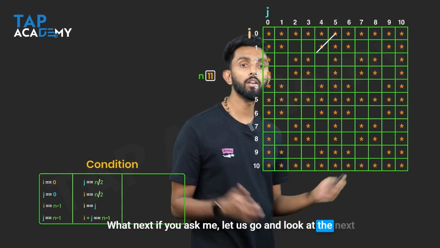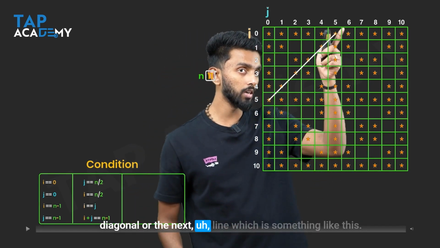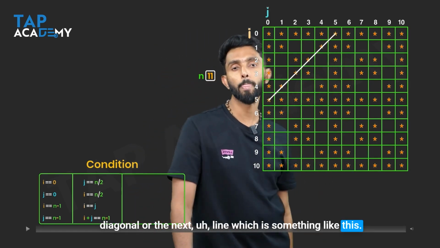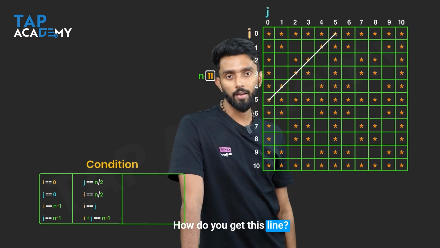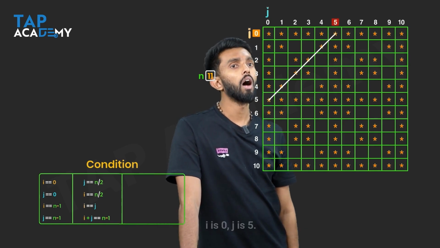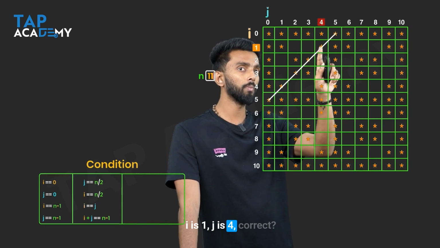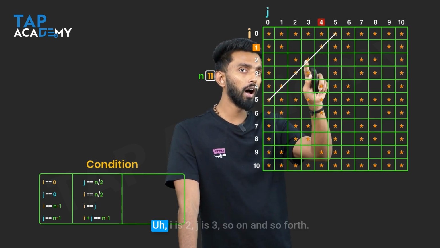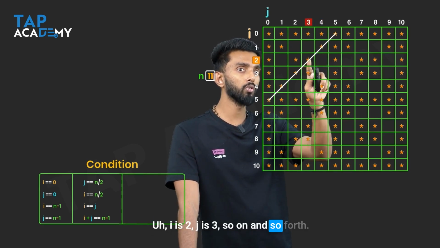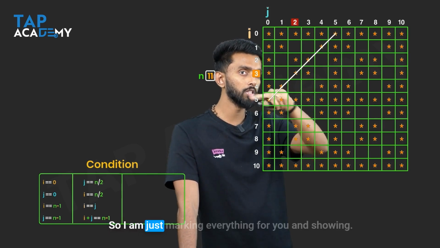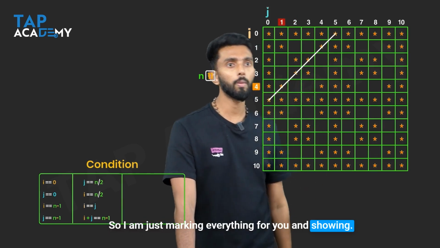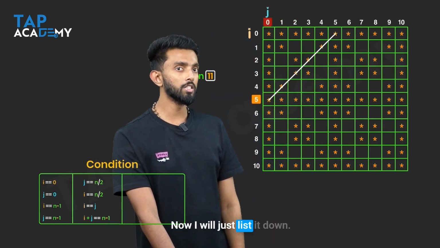Let us go and look at the next diagonal or the next line, which is something like this. How do you get this line? Again, look at the i and j values. i is 0, j is 5. Next, look at this star. i is 1, j is 4. Correct? Look at the next star. i is 2, j is 3. So on and so forth. Did you get the picture? So I'm just marking everything for you and showing. Clear? Now I'll just list it down.